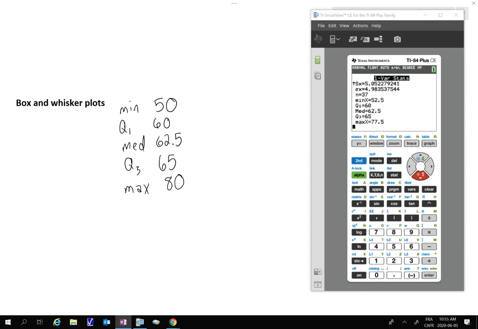Now, what do Q1 and Q3 mean? Well, Q1 is the first quartile. It's basically the median of the first half of the data. So 25% of the numbers are less than Q1 and 75% of them are greater than Q1. And Q3 is the third quartile, so basically the median of the second half of the data. So 75% of the numbers are less than 65 and 25% of them are greater than 65. So Q1, median, and Q3 basically divide my data into 4 equal groups.